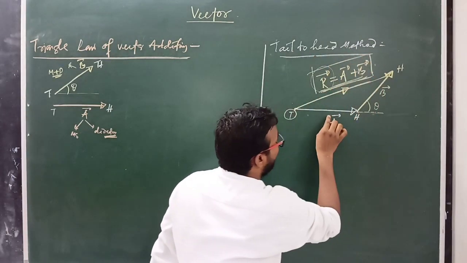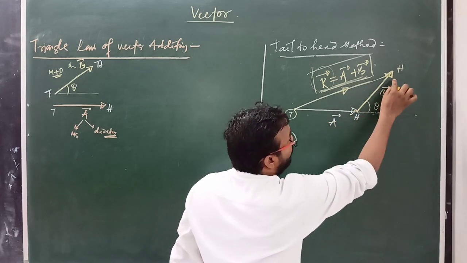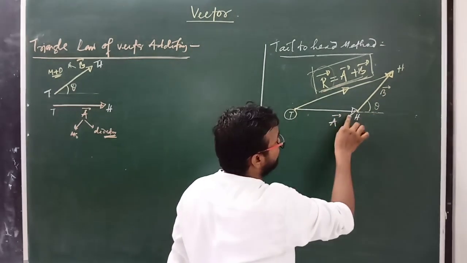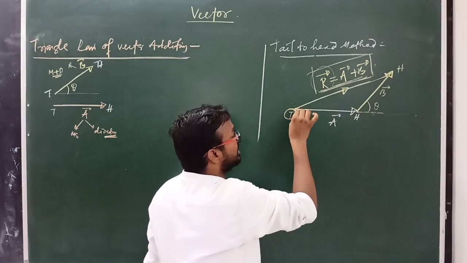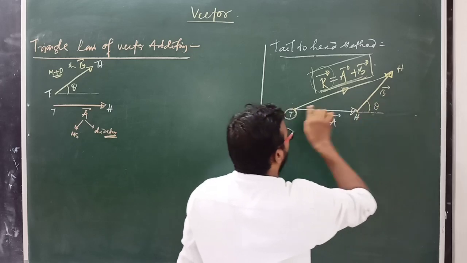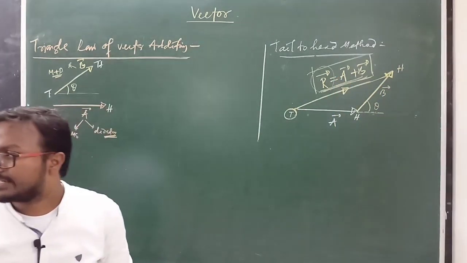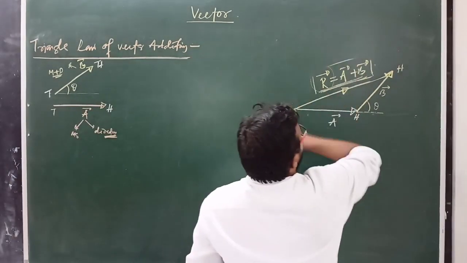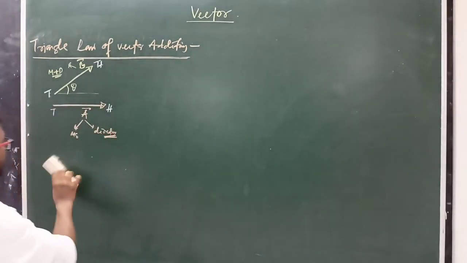That means first you join the head of the first vector with the tail of the second vector, and then join the tail of the first vector with the head of the second vector. This direction represents the resultant vector of A and B. Clear? Now we discuss the triangle law of vector addition.